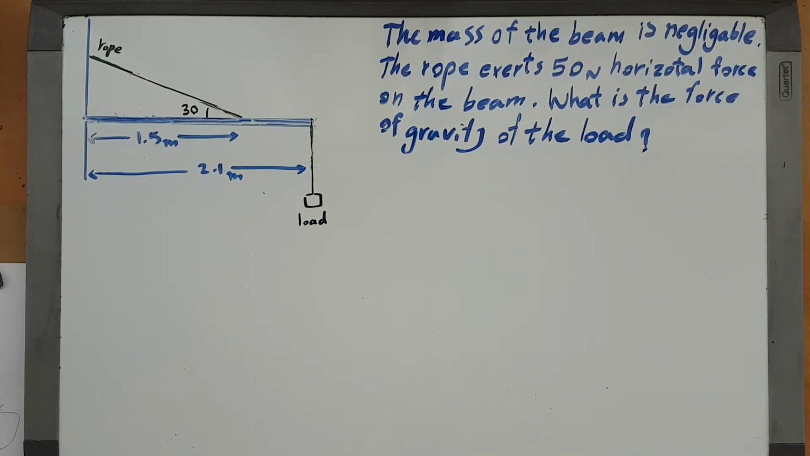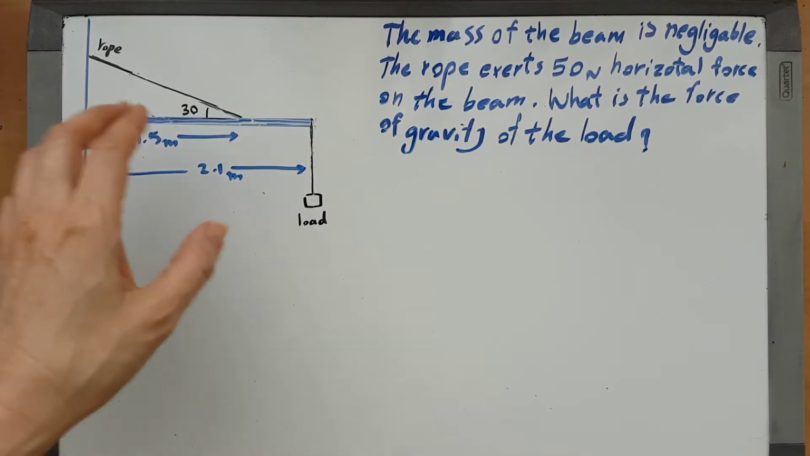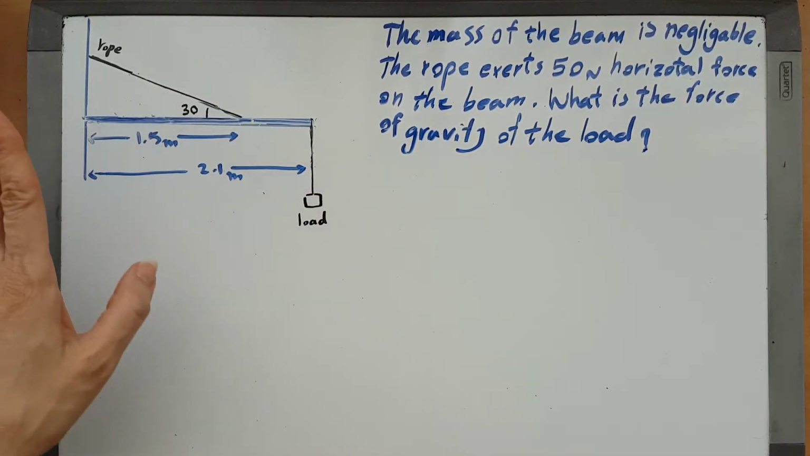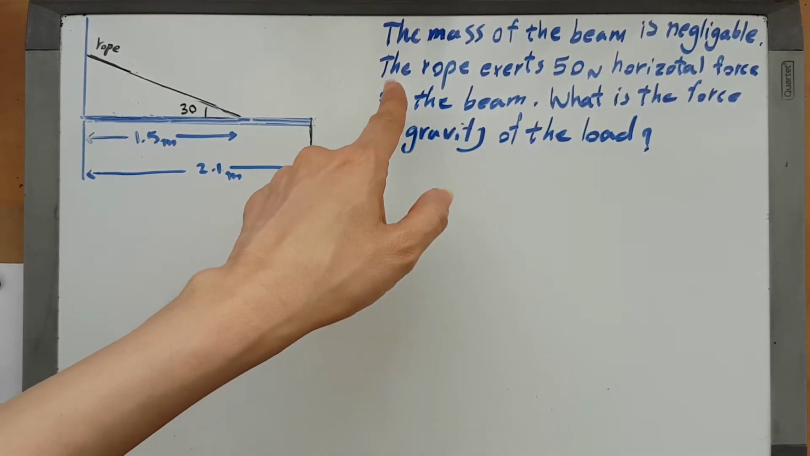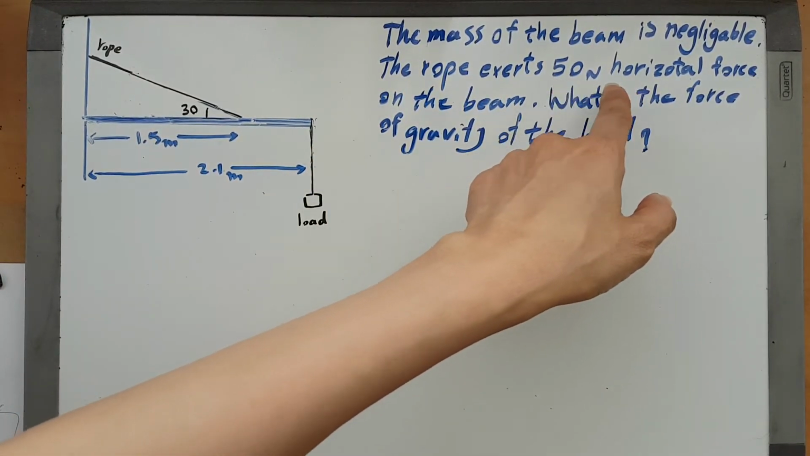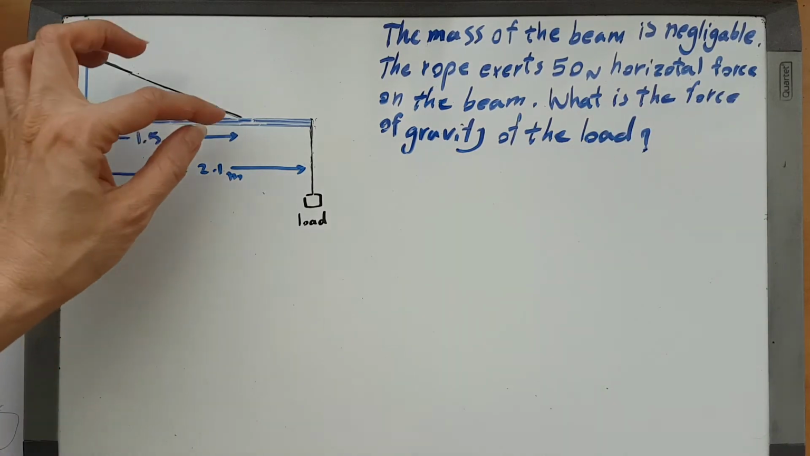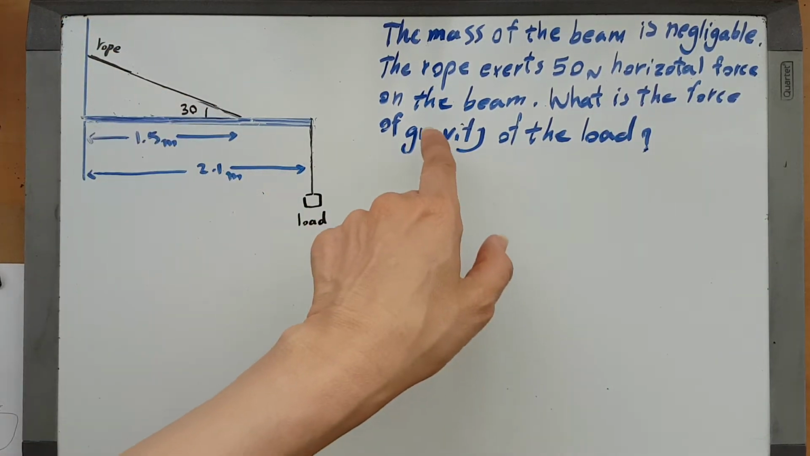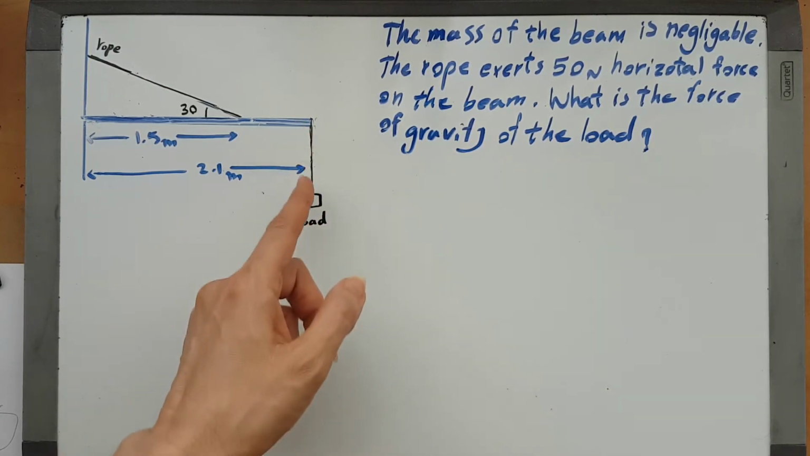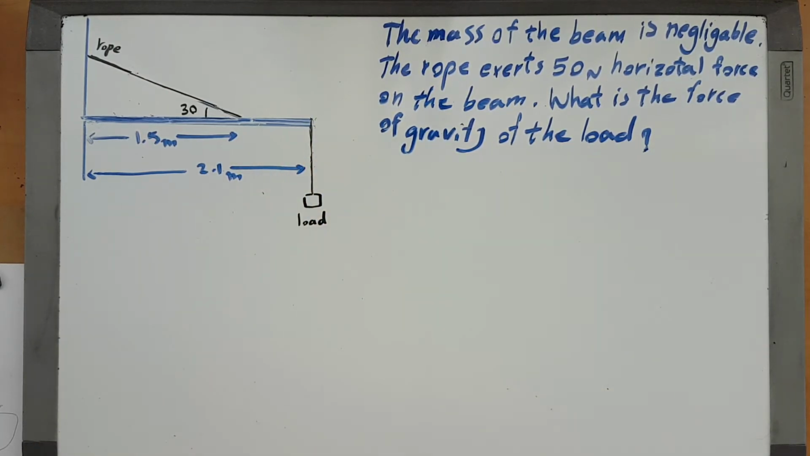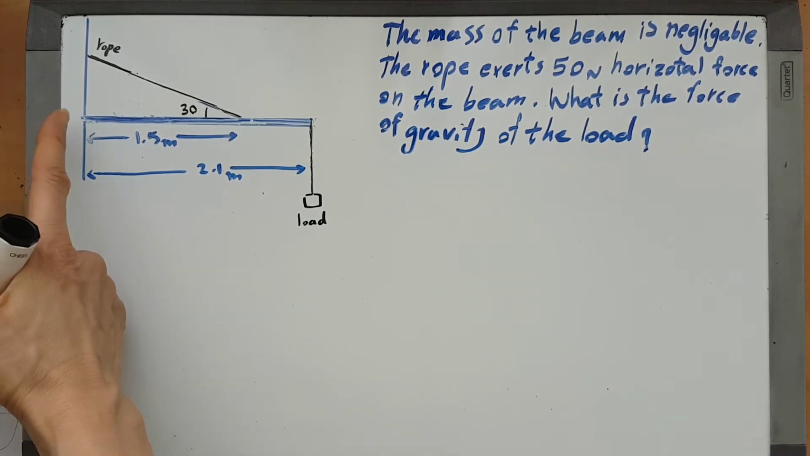In this problem, the mass of the beam is negligible, so we don't need to worry about the force of gravity on the beam or anything. The rope exerts a 50 Newton horizontal force, so there's only a tension from this rope, and there is a load, the weight of this load. So we are dealing with torques, and here is the pivot.